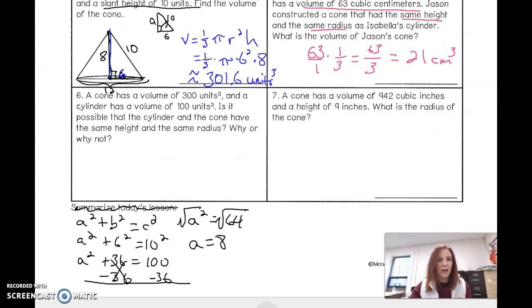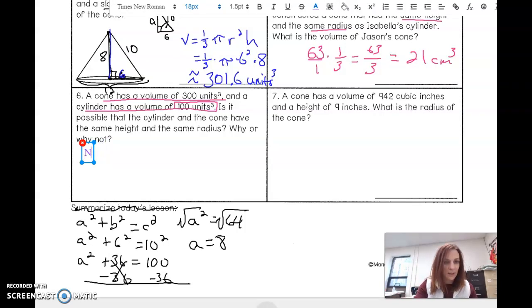All right. A cone has a volume of 300 units. A cylinder has a volume of 100 units. Is it possible that they have the same height and radius? Why or why not? Well, we just said here that a cone is 1/3 of a cylinder. If the cylinder is 100, 1/3 of that is not 300. It's like 33-ish, right? So we're going to say no, not in all caps because I'm not yelling at you.